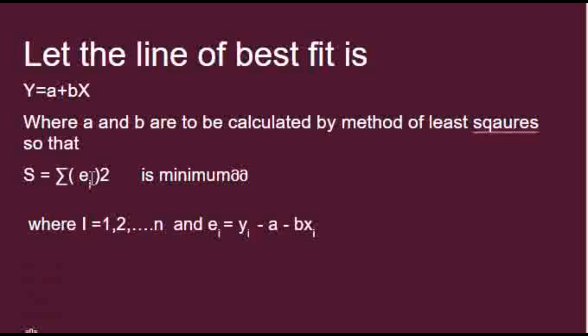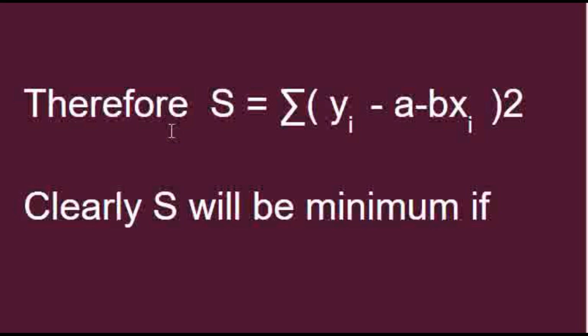So let ei be the error between the observed value and the predicted value of the variable capital Y. That is, ei equals yi, this is the observed value, minus a minus bxi, this is the predicted value from this relation. So ei is called the residual error. By the method of least squares, we have to minimize s, which is the summation of ei squared, that is, summation of (yi minus a minus bxi) squared.